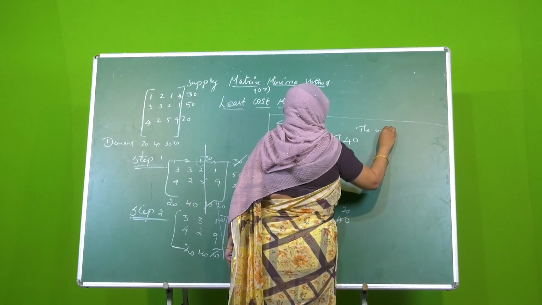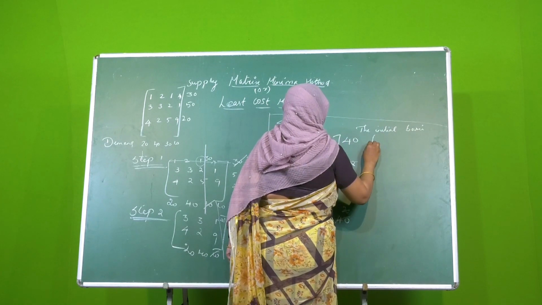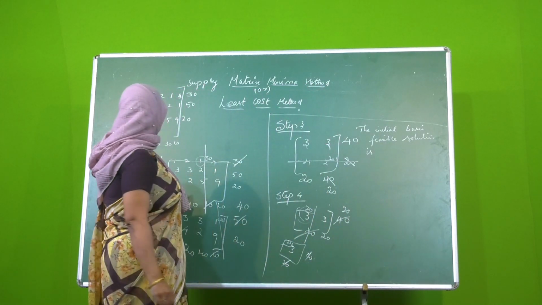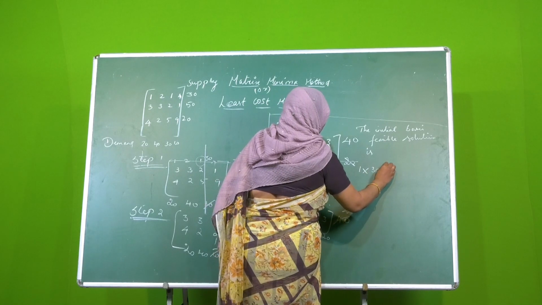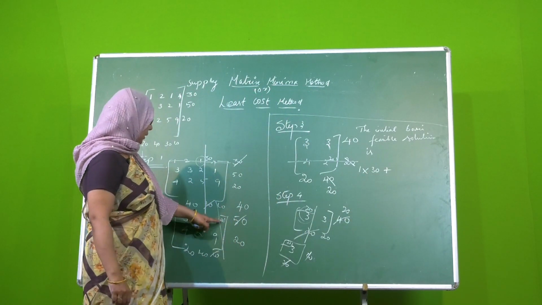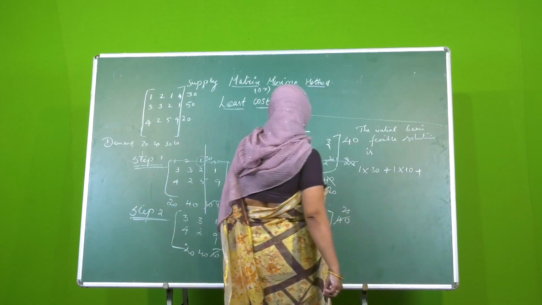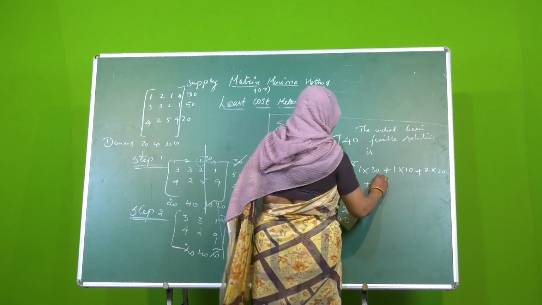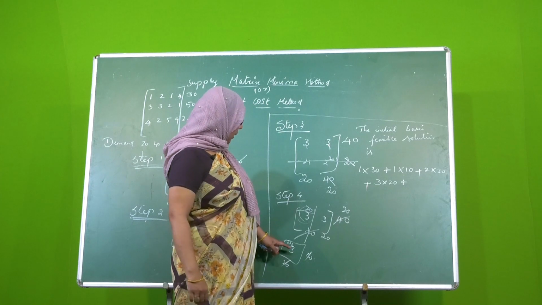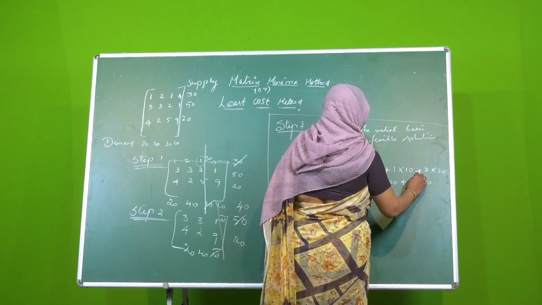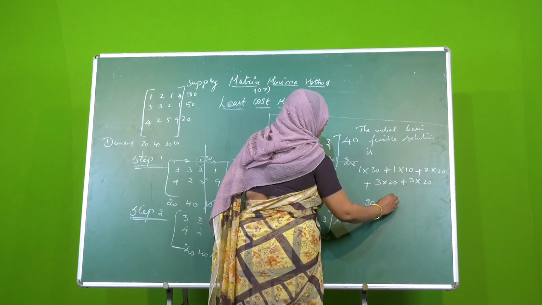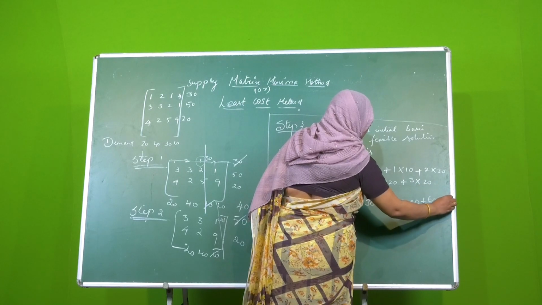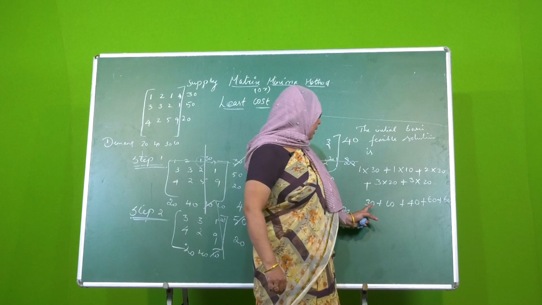Now we are going to find the initial basic feasible solution. It is 1 into 30, plus 1 into 10, plus 2 into 20, plus 3 into 20, plus 3 into 20. So 1 into 30 is 30, plus 1 into 10 is 10, plus 2 into 20 is 40, plus 3 into 20 is 60, plus 60. The total is 200.